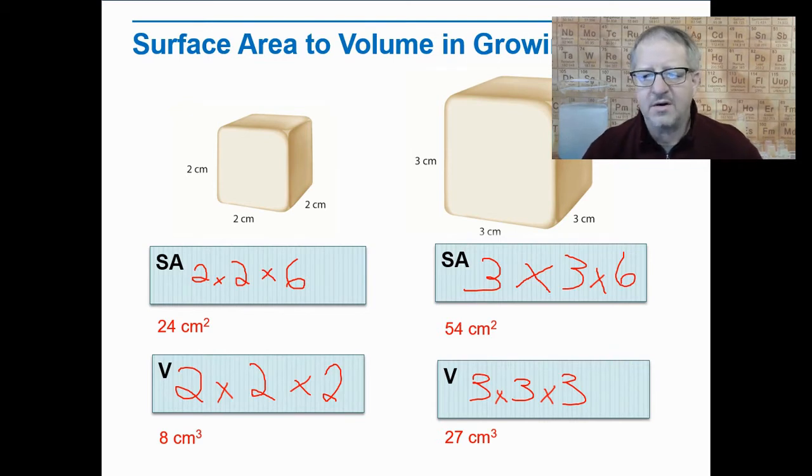Okay, so what do you notice about these numbers? Are both the surface area and the volume growing at the same rate as the cell gets bigger? The answer to that is actually no. Both the surface area and the volume are getting bigger and bigger, but the volume actually grows relatively more than the surface area does. So the numbers are actually getting closer, just slightly, but it is significant when we're talking about the microscopic level.